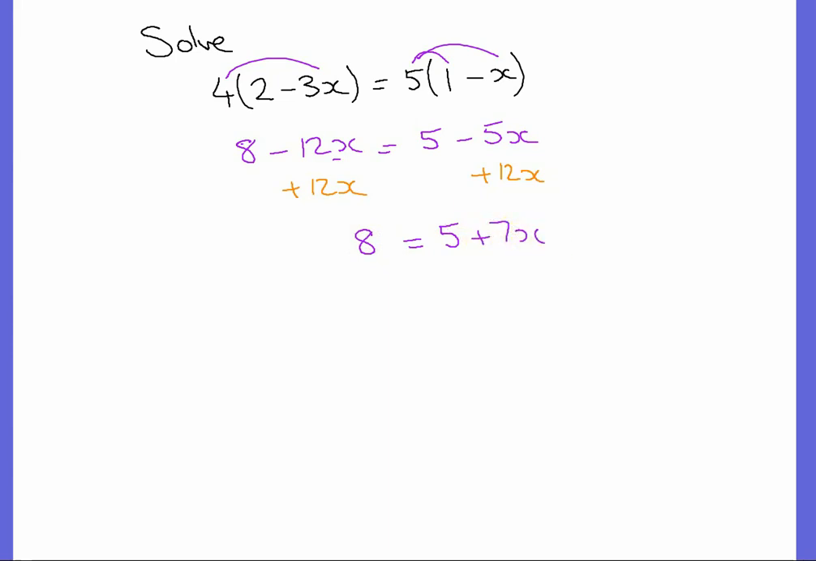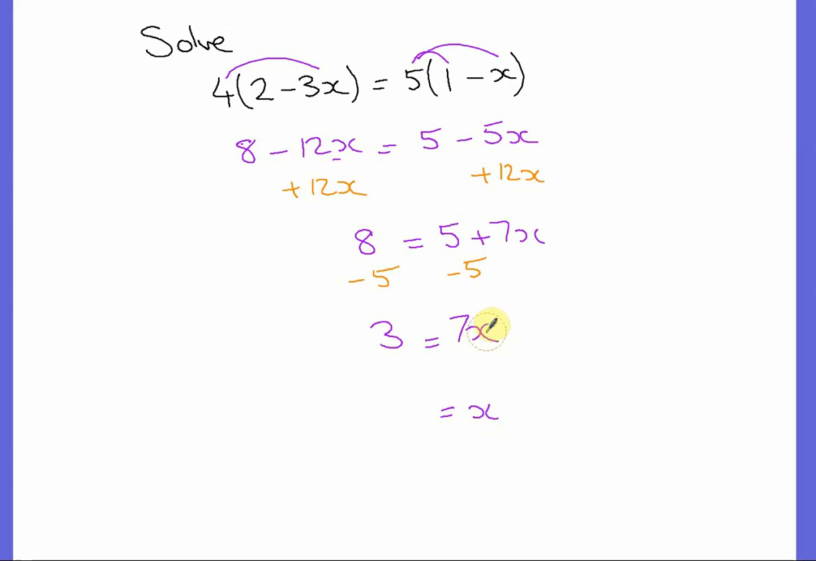Now, the x's are on the right, so any number terms need to go. So let's take away 5 to get rid of it. Pop my equals. I have 3 on the left and just 7x on the right. So you can see this is a non-friendly. These are not factors and multiples. But we have to think about it.